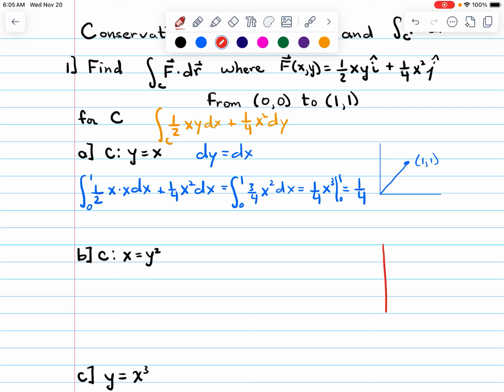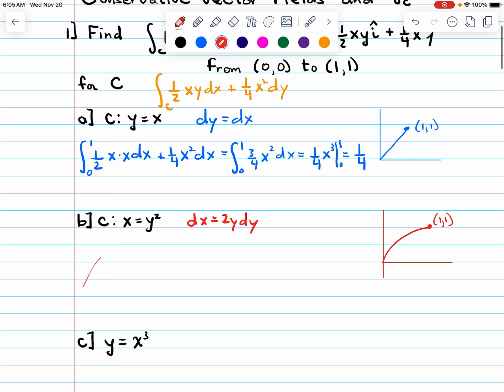Now I want to look at this next path. And this next path, we're going a little bit, not a straight line, but a little curve here. But we still go from 0, 0 to 1, 1. So there's what that path looks like. And this time I noticed that dx equals 2y dy. So it looks like now I'm going to be integrating with respect to y, just because it was easy for me to find out what dx is.